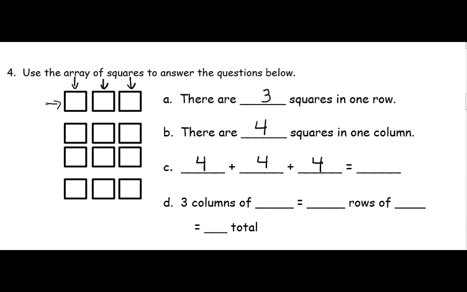Well, 4 plus 4 is 8, plus another 4 is 12. That means that 3 columns of 4 is equal to 4 rows of 3. And in all, we have 12. So we're showing that no matter how you describe the array, 3 columns of 4 or 4 rows of 3, you still have 12 total.